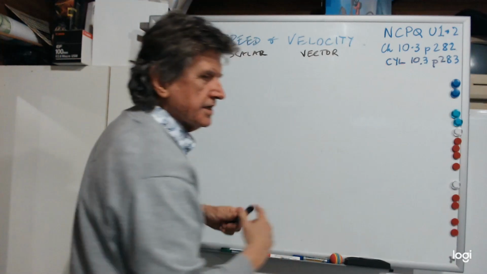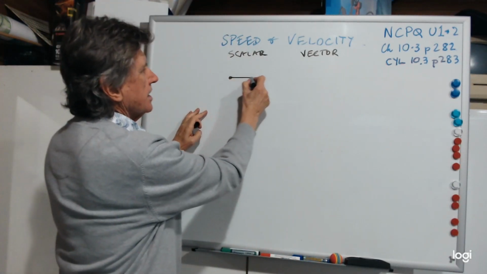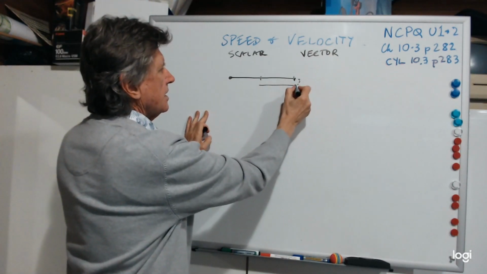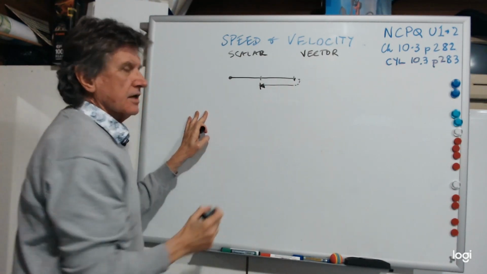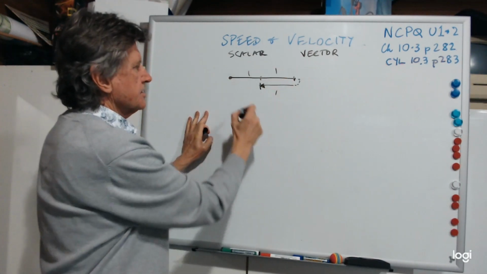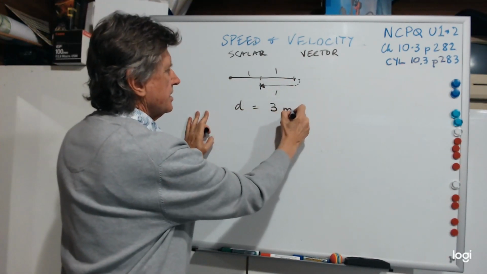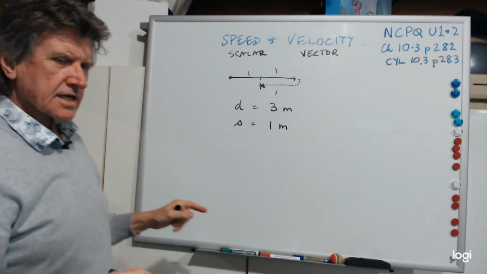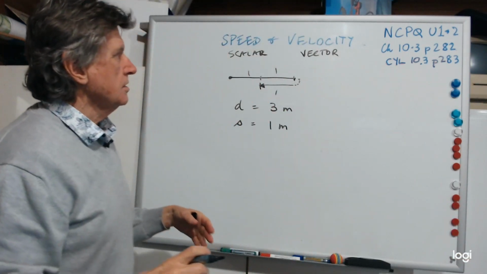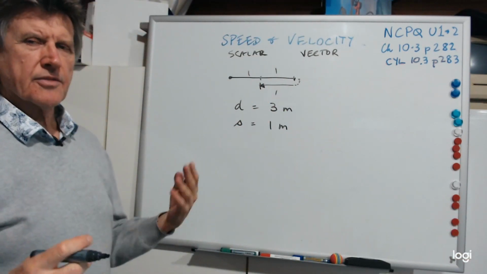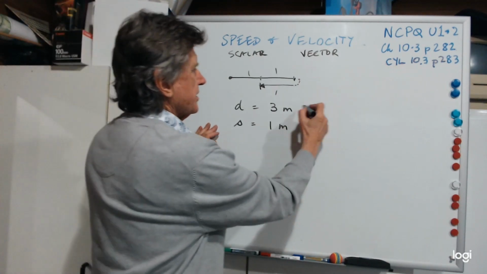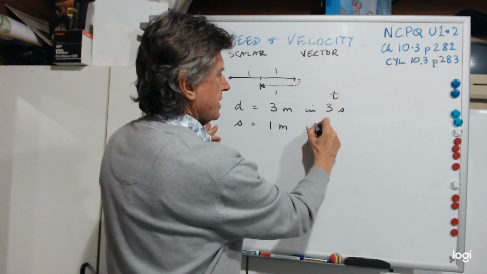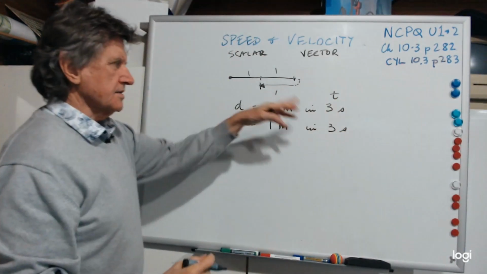The one we did before, where I started there and I walked 2 metres and then I came back to there. Okay, now I covered 1, 2, 3 metres, so my distance was 3 metres, my displacement was 1 metre. Now let's say I took, I don't know, let's say I took 3 seconds to do it, just to make it easy. This was 3 metres in 3 seconds, so this is my time, and I did that in 3 seconds as well.